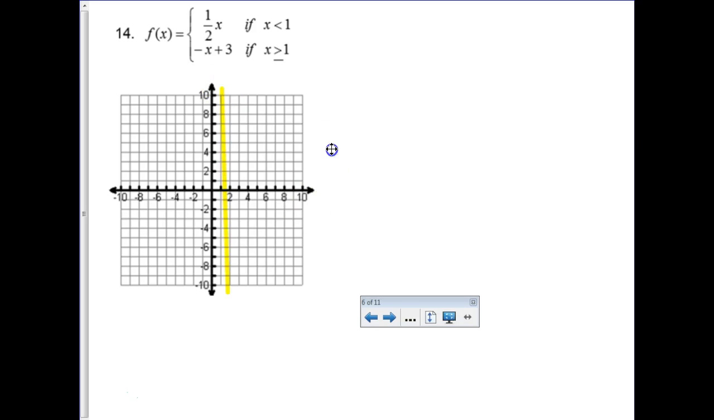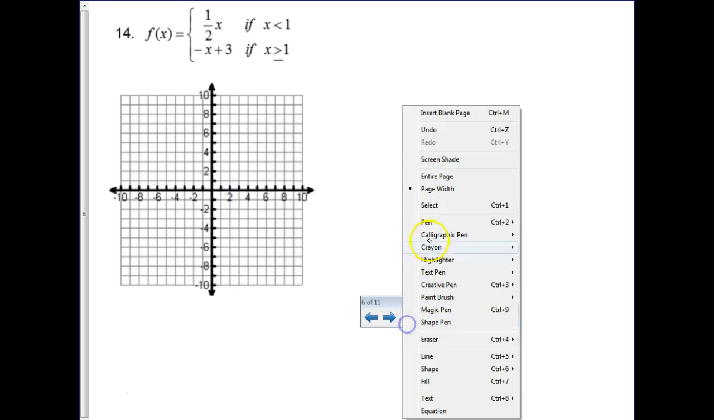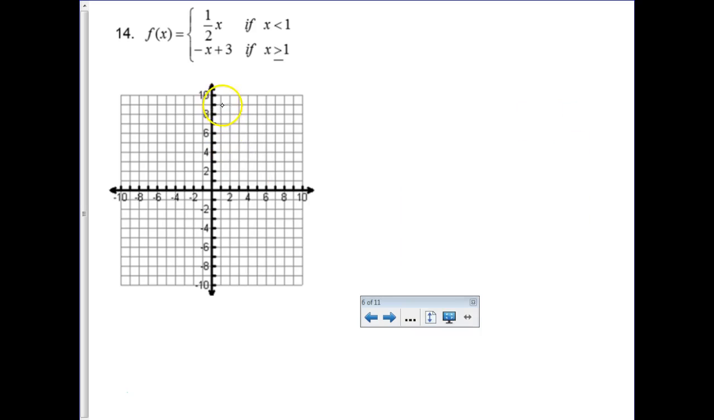Aw, that's not straight. Okay, try again. I could do better than that. Maybe. Or not. Okay, so there's our boundary line. It's not part of our function, but it's going to help us kind of split. Something weird happens at x equals 1.